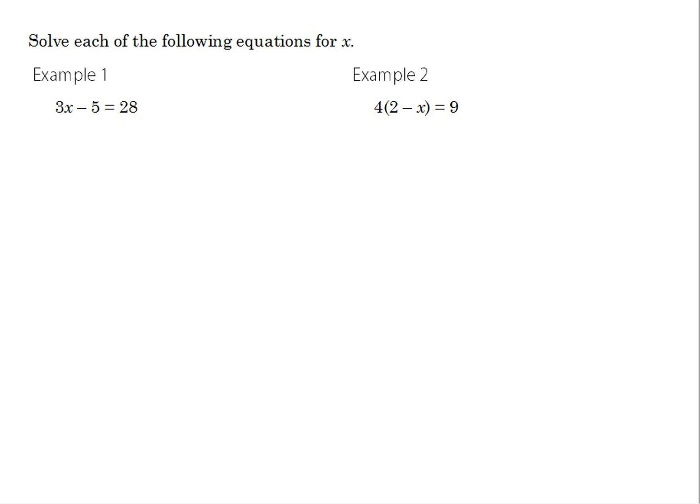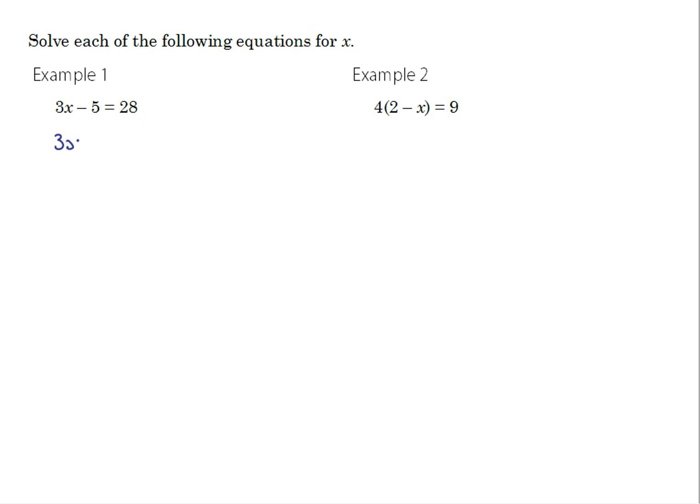So example 1 is a very standard linear equation. 3x minus 5 is equal to 28. So in any equation solving, we're thinking about what's happening to x and undoing those things by performing the operation to both sides. So in this equation we have x, it's been multiplied by 3, and then we've subtracted 5 from it. So the first thing we want to undo is that subtraction of 5. So we can do the opposite of that, or the inverse operation, which is to add 5. So we're going to add 5 to both sides.